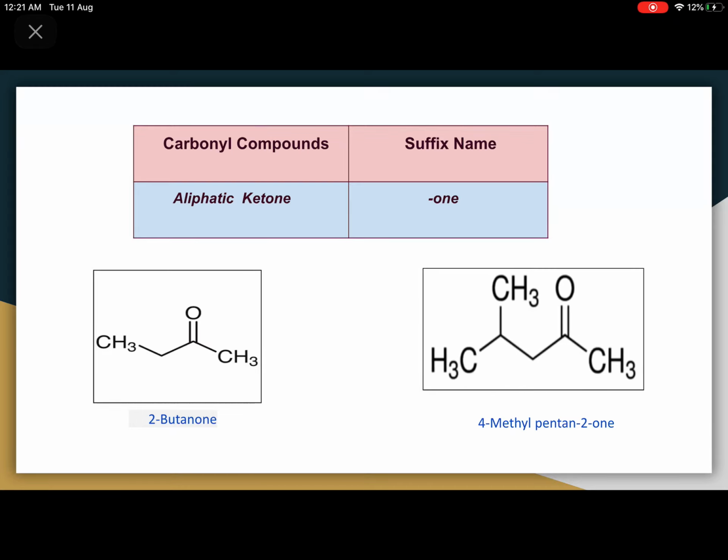Now see the second structure: CH3, C double bond O, CH2, CH and CH3 twice. At the 4 position there is a methyl group, so 4-methyl pentan-2-one. The second position is occupied by what? The ketone group. So the name of this structure is 4-methyl pentan-2-one.